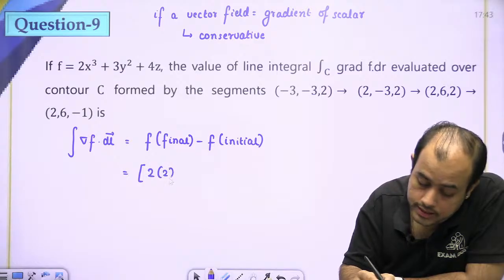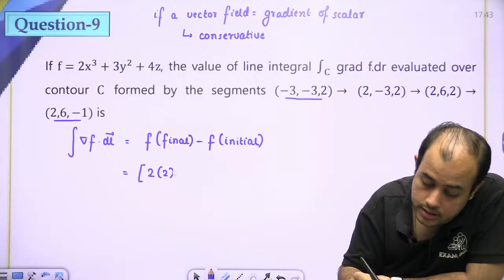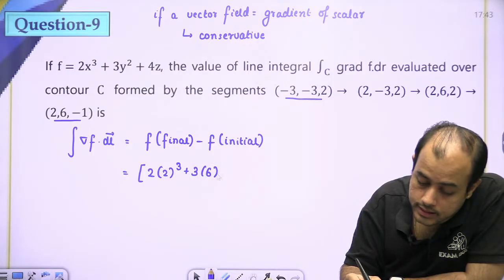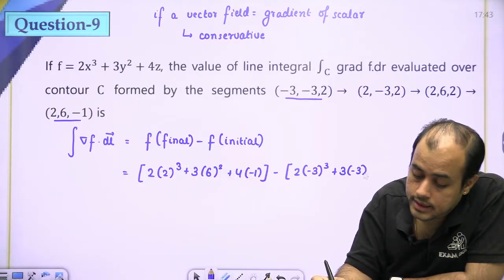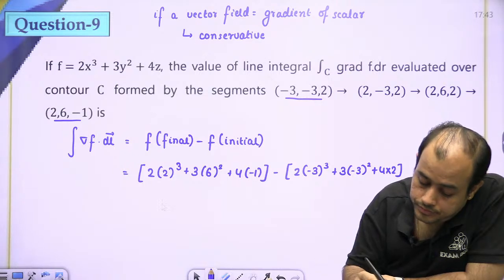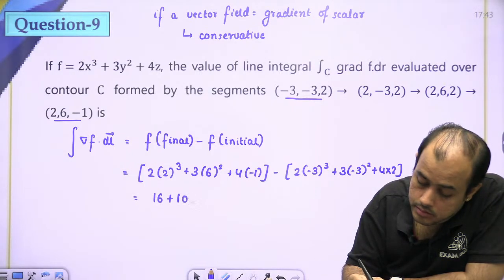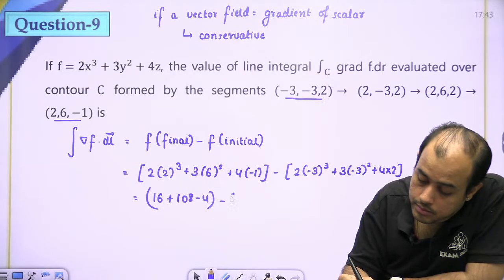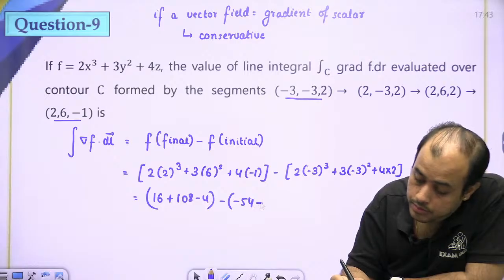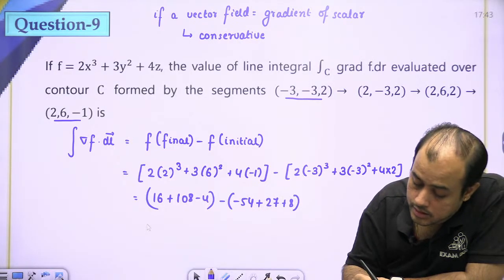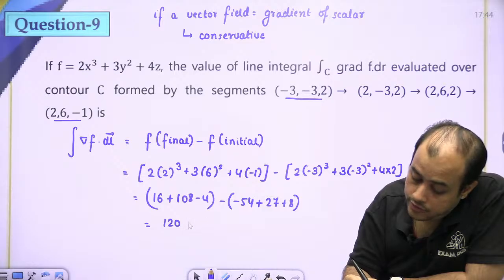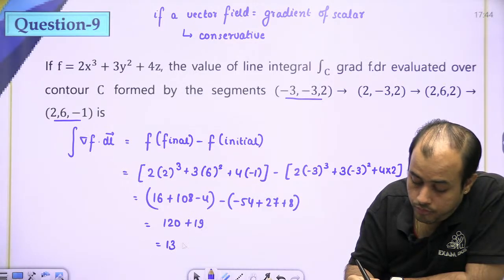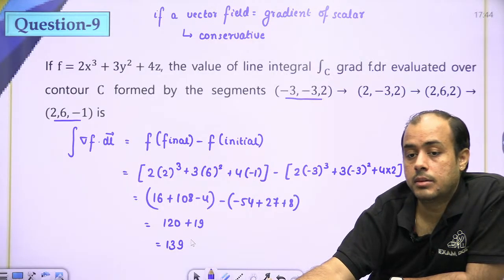So take the final point and the initial point: 2 cubed, 3 into 6 squared, 4 minus 1, minus 2 into minus 3 cubed, 3 into minus 3 squared, 4 into 2. 16 plus 108 minus 4 minus minus 54 plus 27 plus 8. 124 minus 4 is 120, 35. So it should be 139. Confirm once, is this what you are getting?